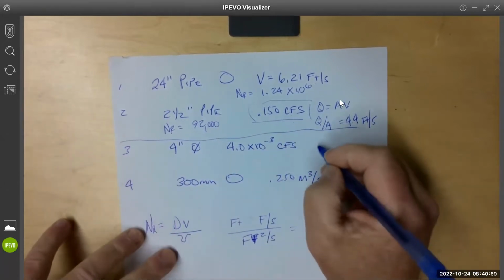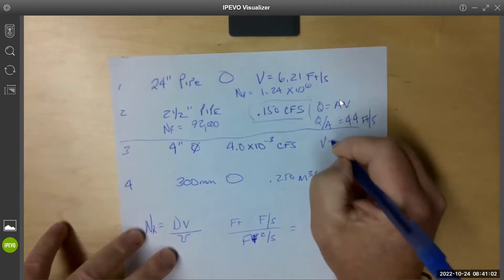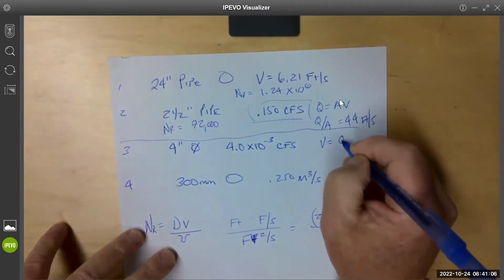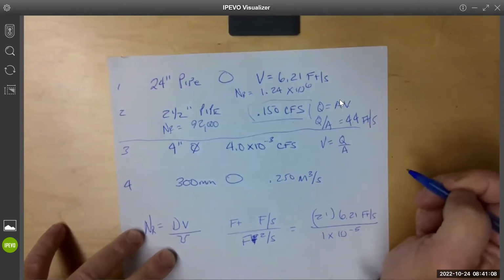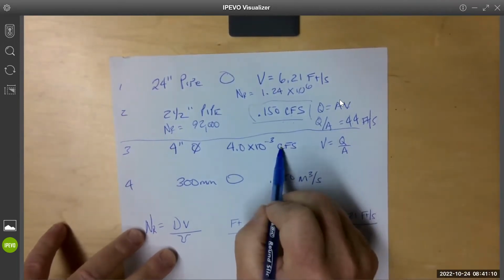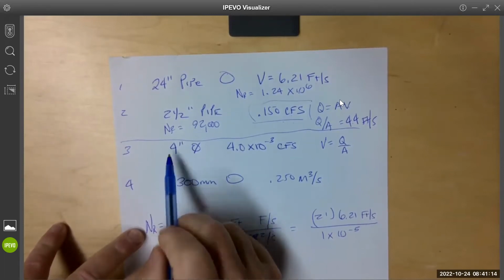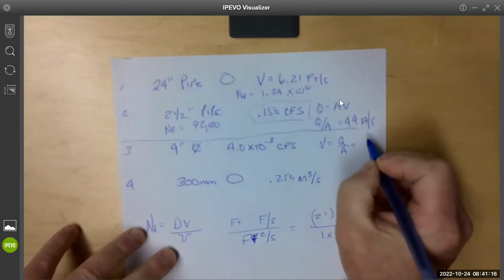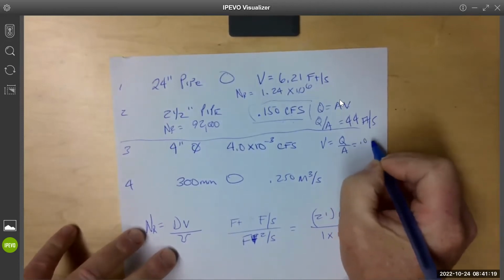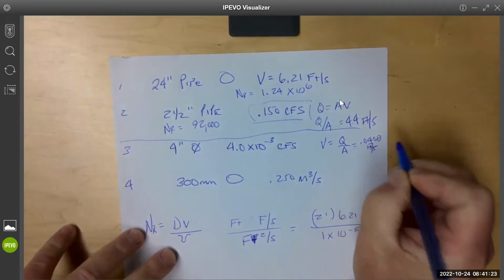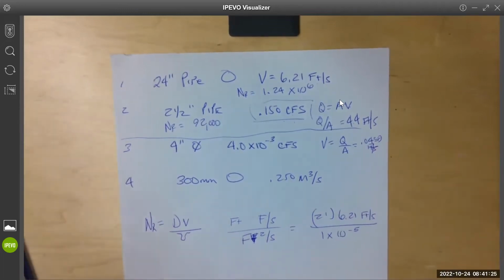What'd you get for a velocity in number 3? Again, that's going to be, yeah, Q divided by A. So cubic feet per second divided by the area in feet squared. How much again, Nick? Moving pretty slow. 0.04, yeah, that's really slow per second.